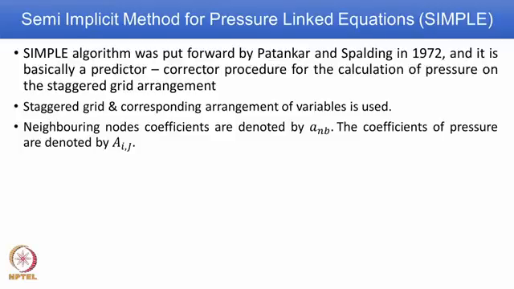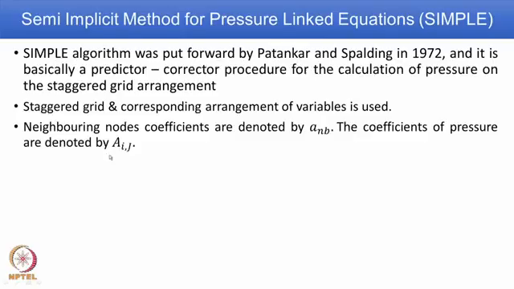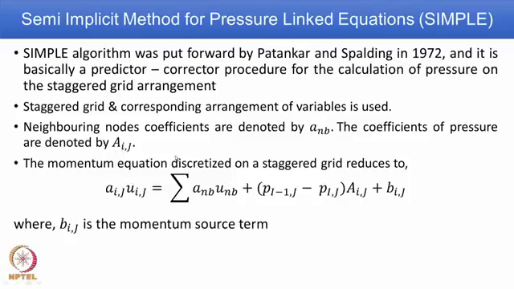So, you discretize all the terms: convection term, viscous diffusion term and pressure term. Pressure is also discretized by following a procedure, and the coefficient of pressure after discretizing is denoted by A i,j. So, the momentum equation after discretization on the staggered grid is rewritten in this form as shown here. A i,j u i,j equals the sum of all the neighboring node coefficients plus the discretized pressure term, plus any source term that may be there in the momentum equation.